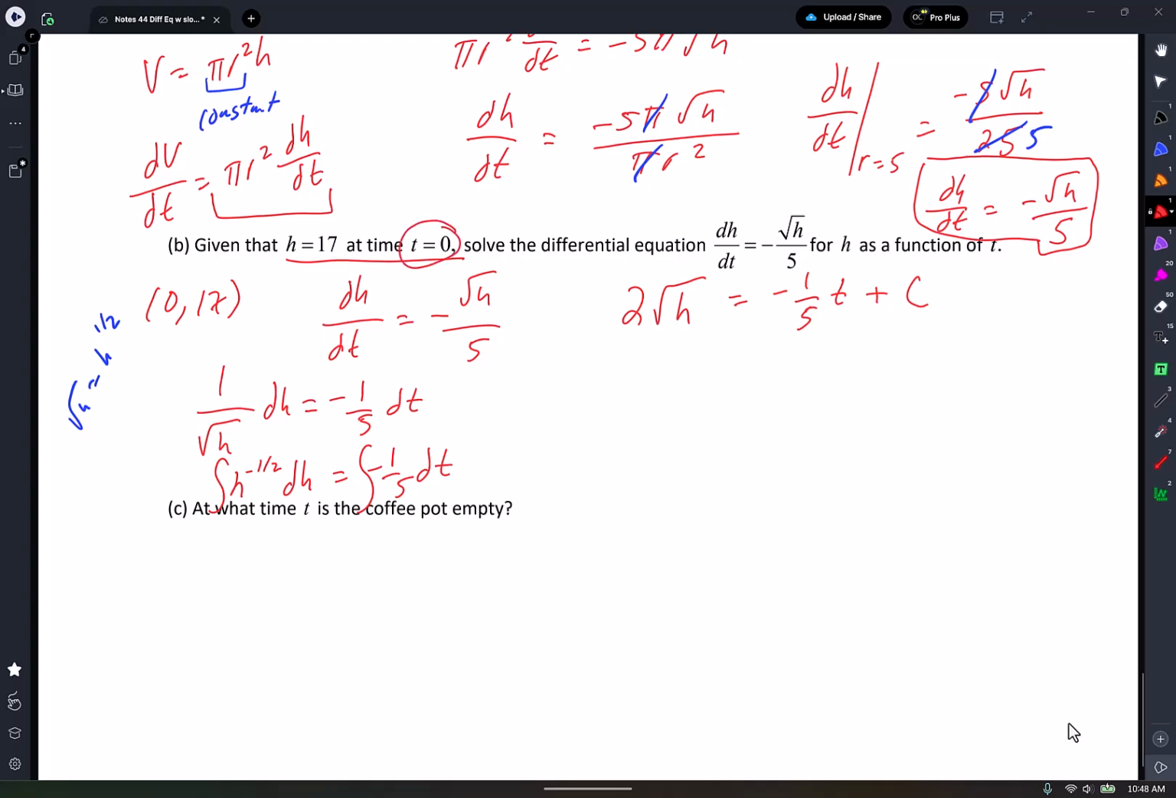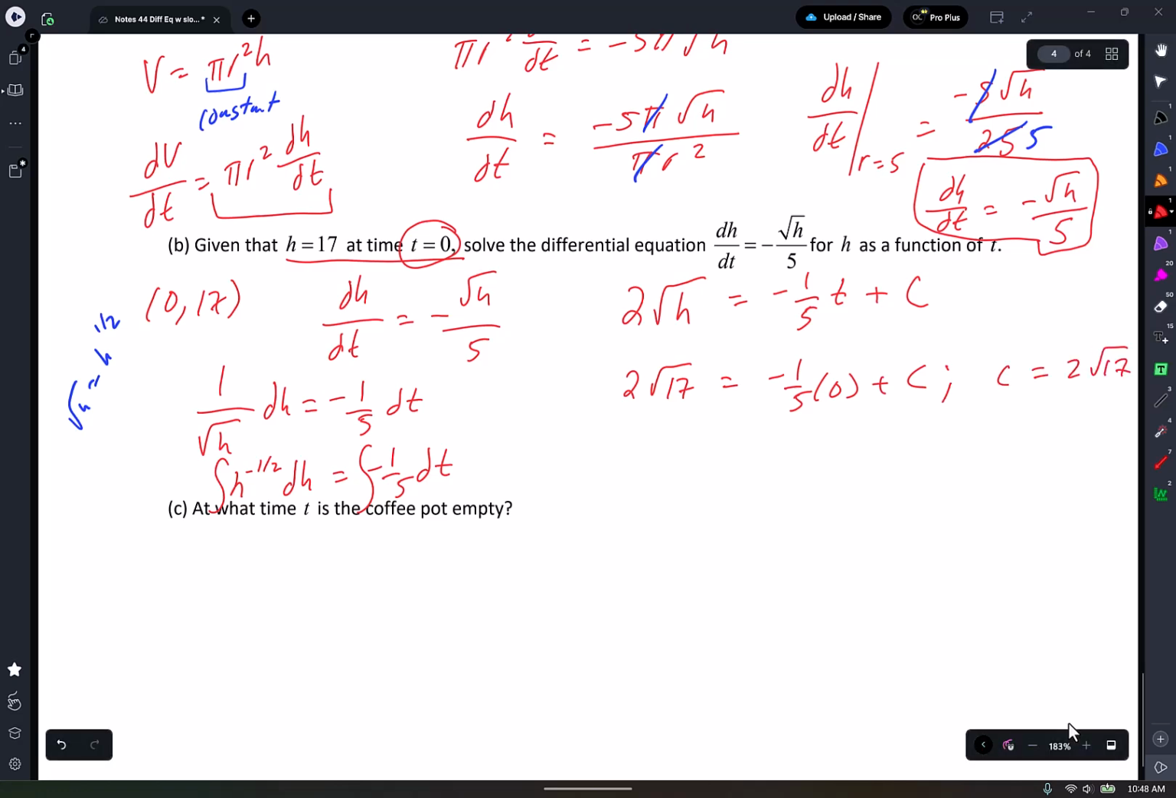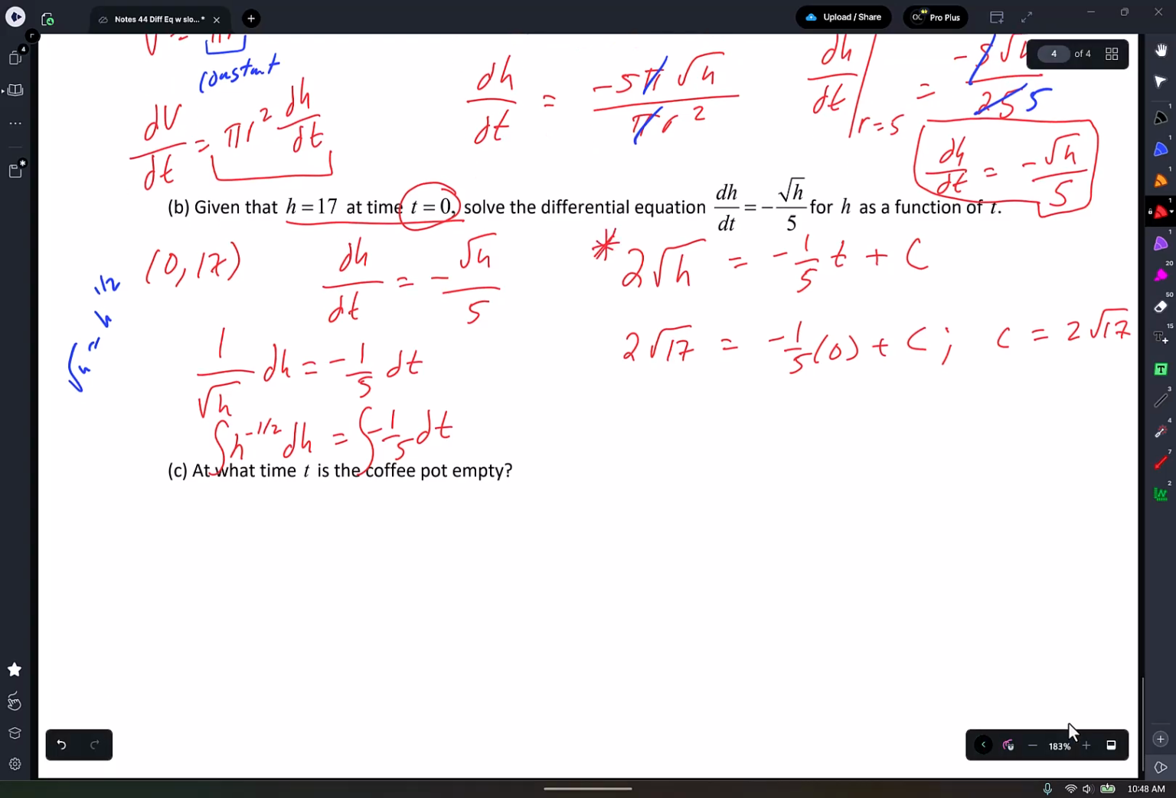I'm going to plug in a 0 for t, and I'm going to plug in a 17 for h. 2 square root of 17 equals negative 1/5 times 0 plus c. So C is equal to 2 square root of 17. Are we still okay? I come back to the original equation that I started from, the initial one right here. So I'm going to write 2 square root of h equals negative 1/5 t plus 2 square root of 17. And I'll slow down.